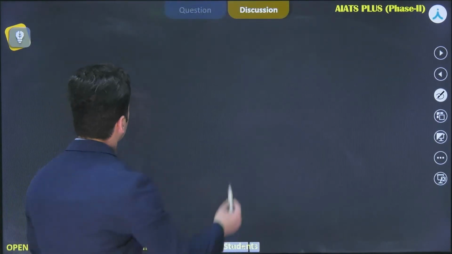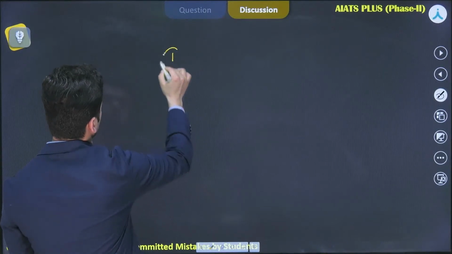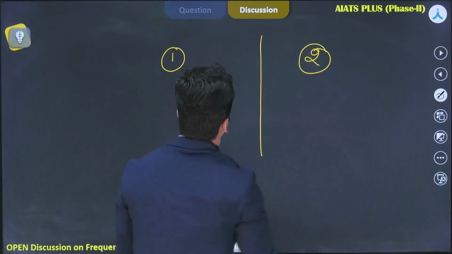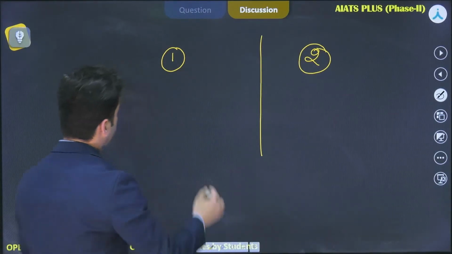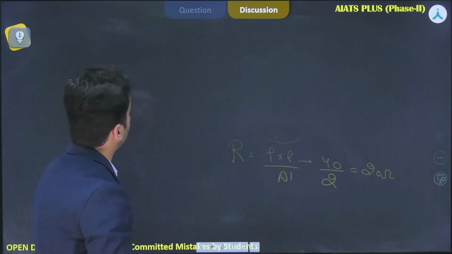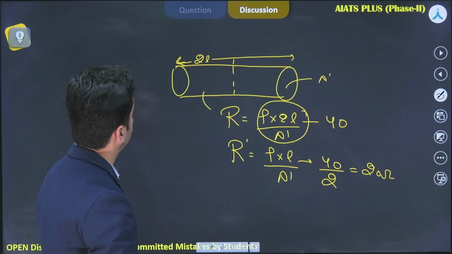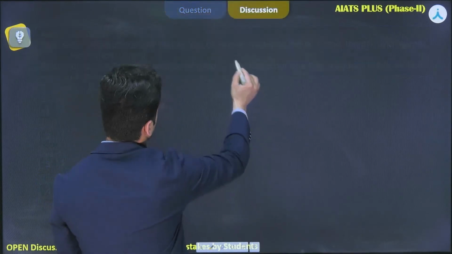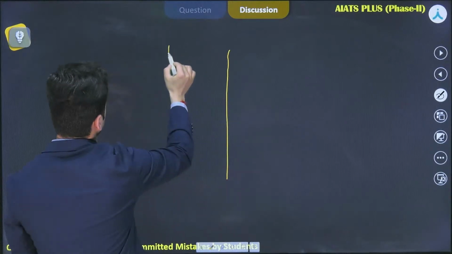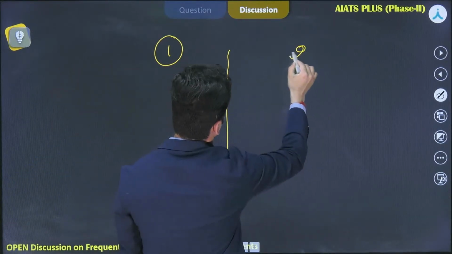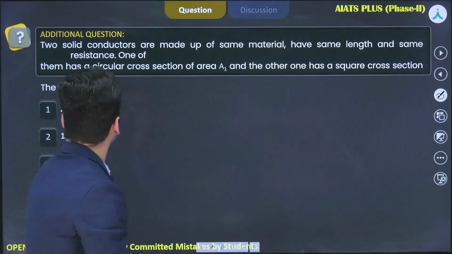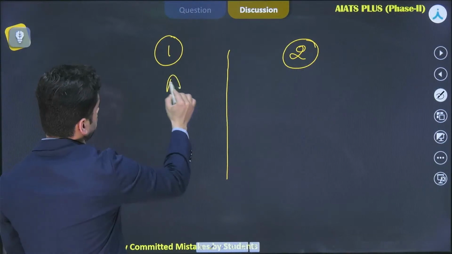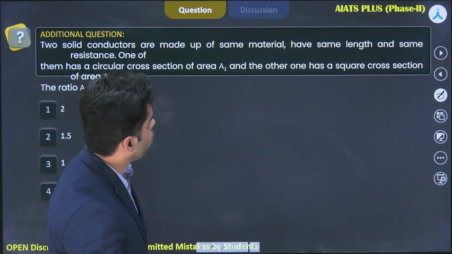So you have been given two conductors. One is conductor 1 and the other one is conductor 2. Let me go through the problem. Okay, I'll draw it for you. So you have two conductors. One of them has a circular cross-section of area A1. The other one has a square cross-section of area A2.